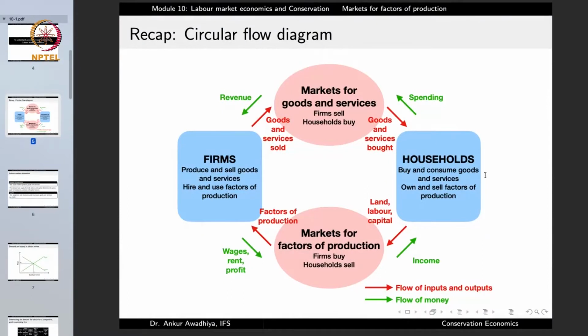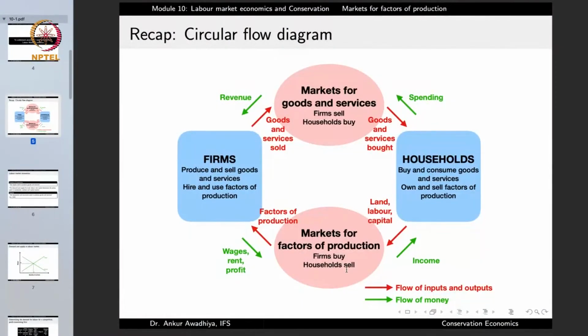The other component is households who buy and consume the goods and services. That is, the households will purchase this pen and they own and sell the factors of production such as land, labor, or capital. So the people who comprise the household, they have their labor to sell, and they sell their labor to the firms. And so we have two kinds of markets. We have the market for the goods and services that you are very much aware of, because in the market for goods and services, the goods and services are sold by the firms and bought by the households.